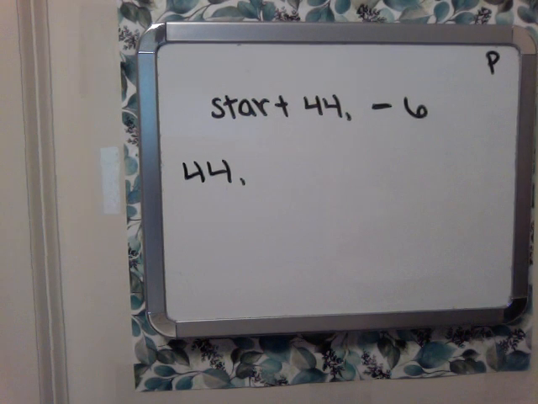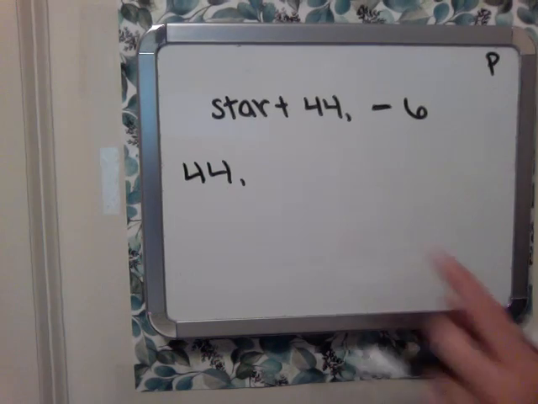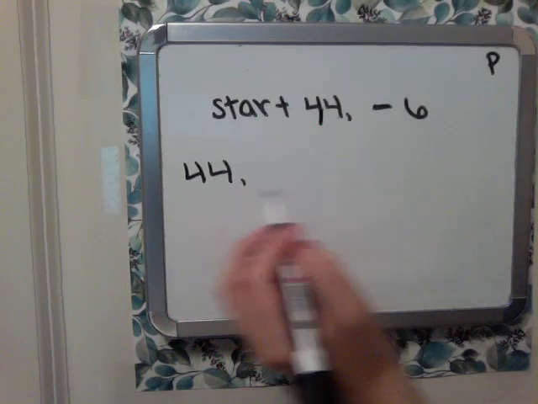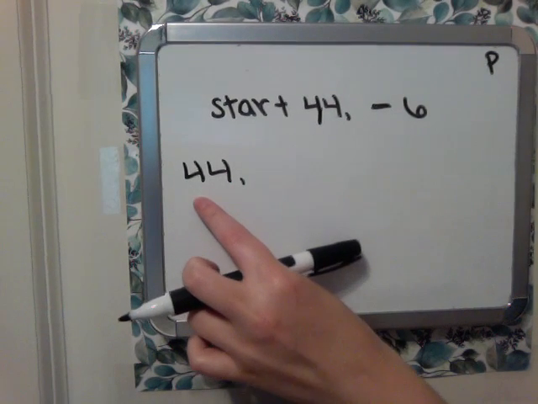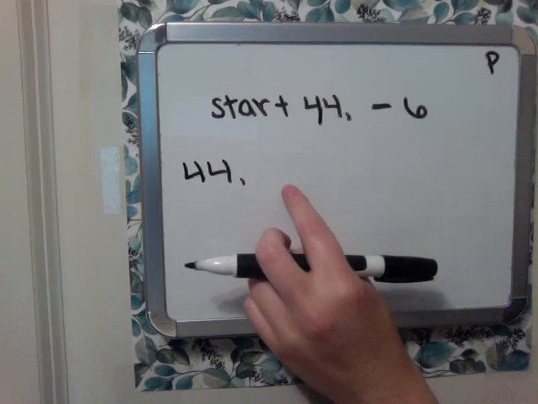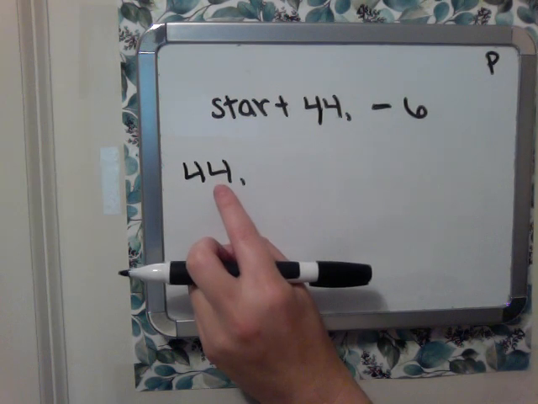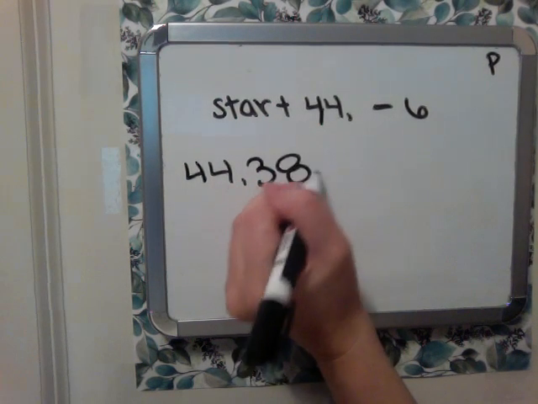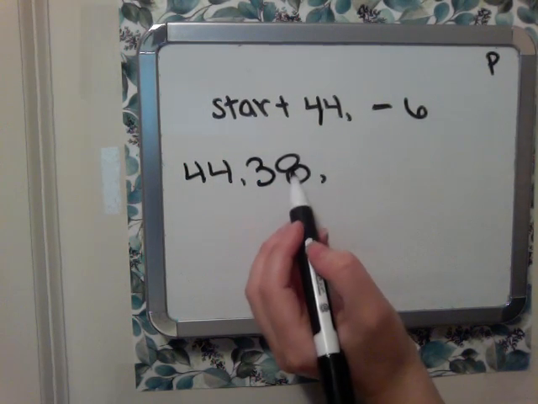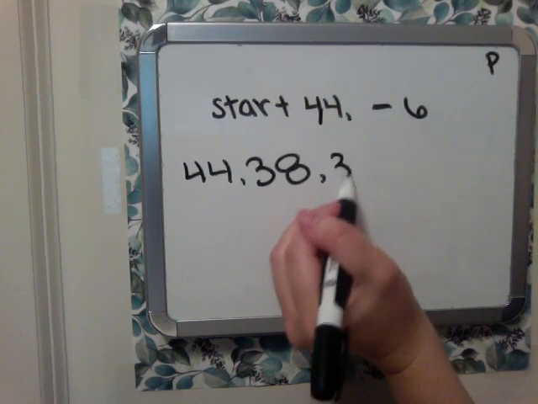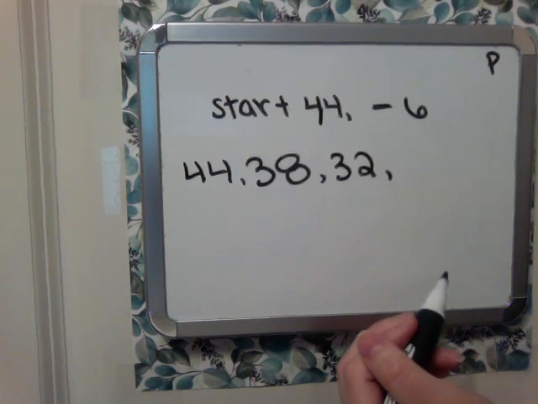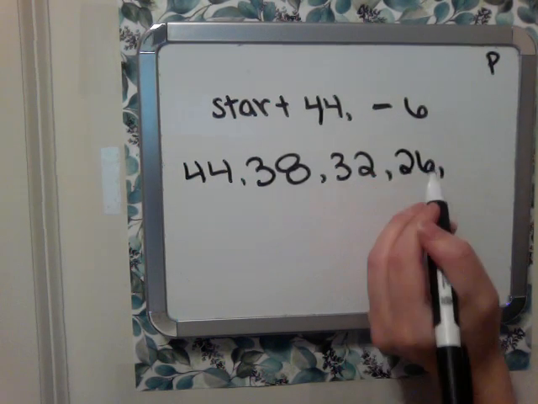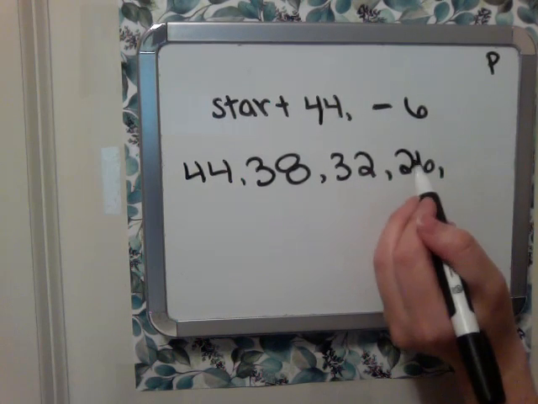All right, so the first one is patterns. It says start with the number 44, and subtract 6 for each term. So that just means for each number in the pattern. So we'll start with 44. 44 minus 6, let's see. 44 minus 3 is 41, minus 3 more is 38. 38 minus 6, I know 8 minus 6 is 2, so it's going to be 32. 32 minus 6, 31, 30, 29, 28, 27, 26. And then 6 minus 6 is 0, so it's going to be 20.